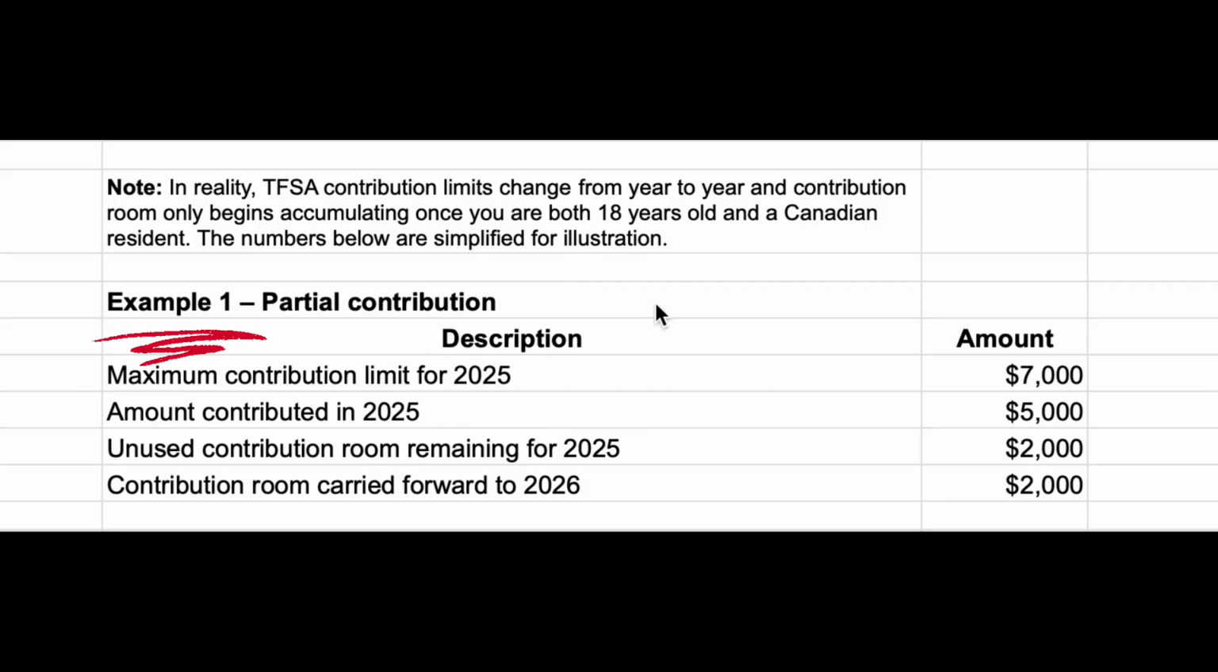In the first example, we assume the annual contribution limit for 2025 is $7,000. The amount contributed is $5,000. Since only $5,000 was contributed, the remaining $2,000 of unused contribution room is carried forward to 2026 if it is not used by the end of 2025.